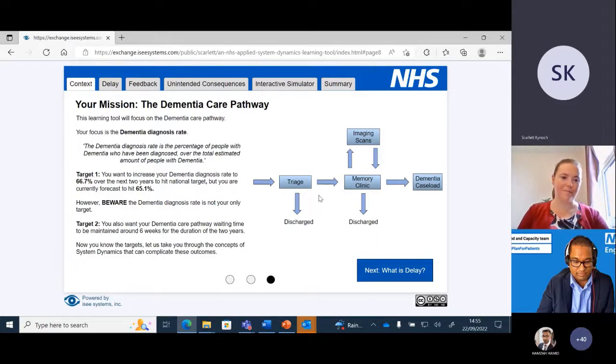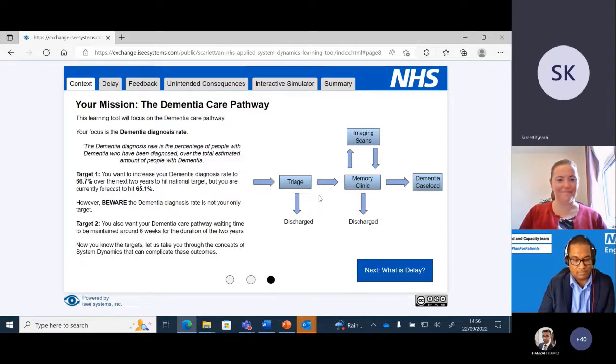Also, dementia is an issue and a problem within the NHS that I think a lot of people are very aware of and can relate to. So I felt it was a good topic to cover, and it tends to be a disease that people are familiar with. This just introduces your mission.